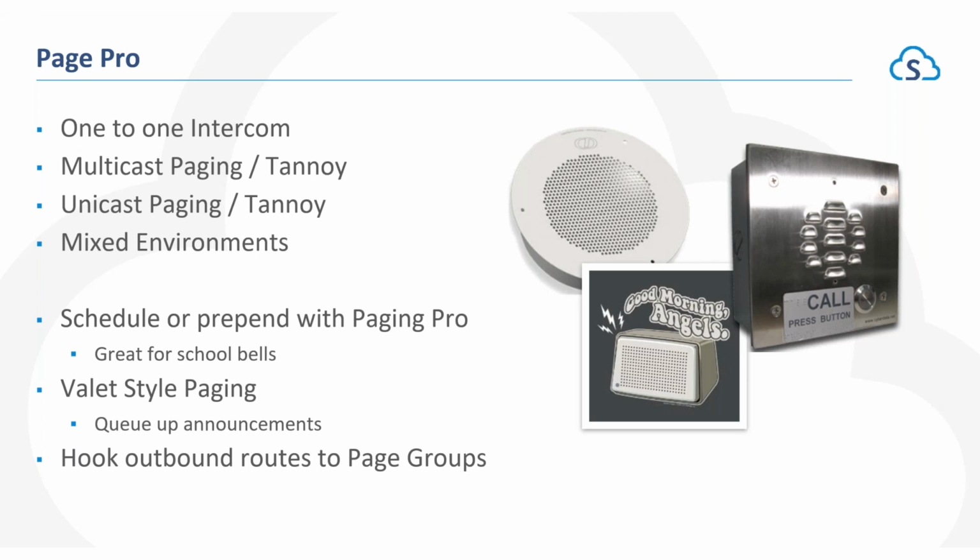There's also, with Page Pro, the ability to hook outbound routes to page groups. If the system detects, for instance, a 999 or 112 emergency call going outbound from the PBX, it can automatically hook a page group into that call. That might be an admin or a security officer, automatically put into the same call at the same time. It's real time and live, because they need to know what is going on.